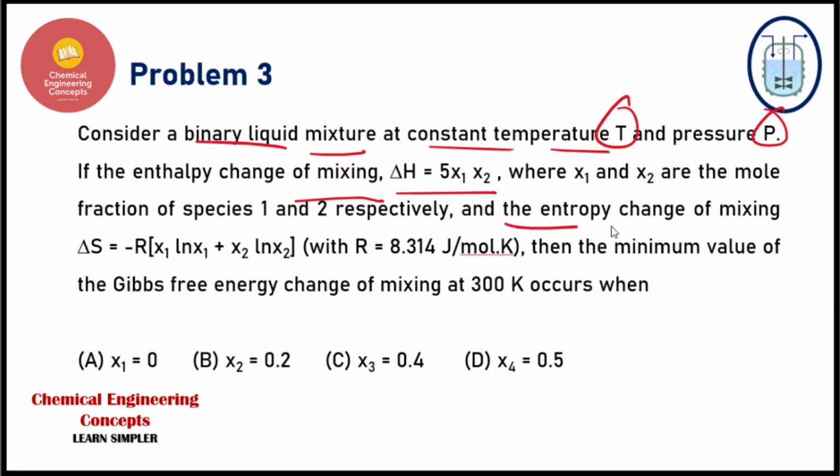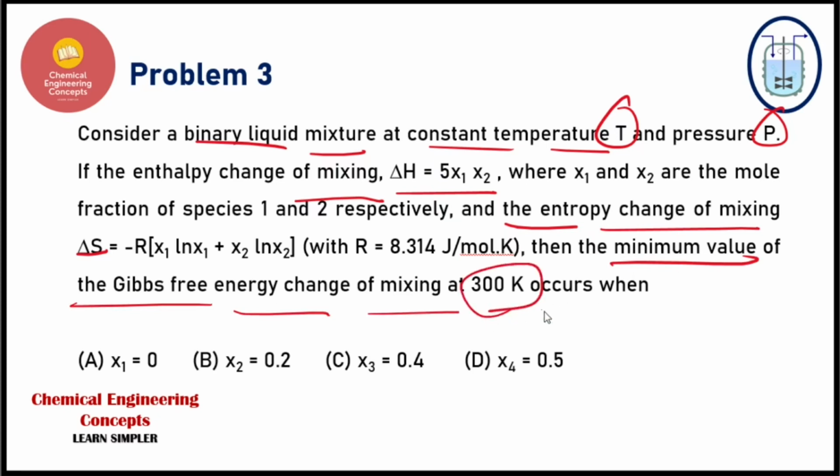we have to find out, actually it is given in the problem, the entropy change of mixing is also given to you, right? The entropy change of mixing is given and it is asked that you have to find out the minimum value of the Gibbs free energy change of mixing at 300 kelvins. Okay, so we have to find out the minimum value of Gibbs free energy, right?